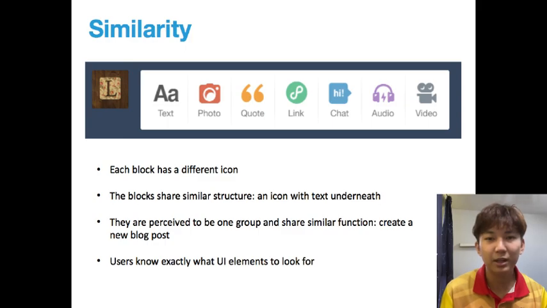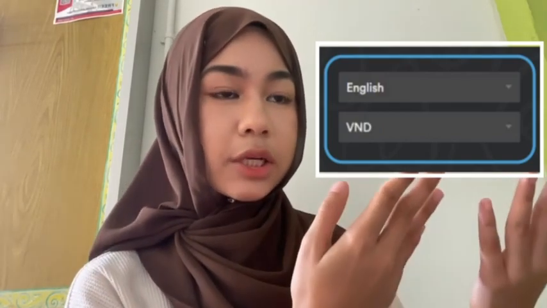That's about similarity. Okay, so for the next part, which is proximity, by using white space, you can separate as well as build the relationship between elements. So basically, it's like grouping the elements. As you can see here, this is an example of proximity where language and currency are put together and seen as one group.